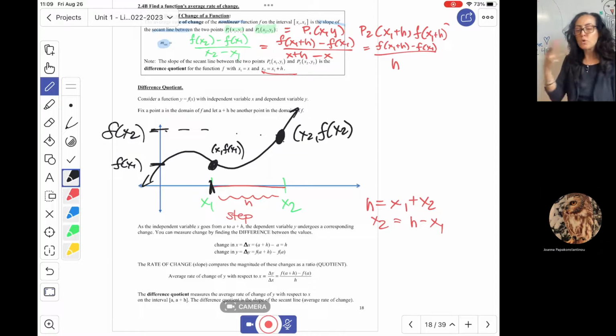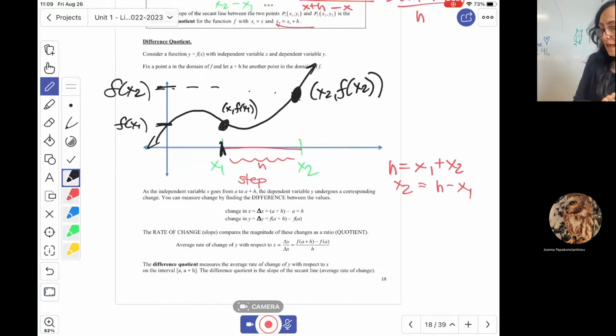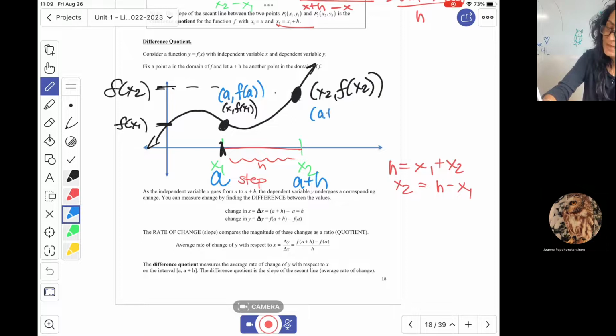Now, the reason I want to show you so many different notations is because you will see many different notations. Instead of using x1 and x2, I could call this a. That's my first x. And I could call this a plus h. A plus the step length h. Do you understand that notation? Okay, so then this would be a and then f of a. This would be a plus h, and this would be f of a plus h.